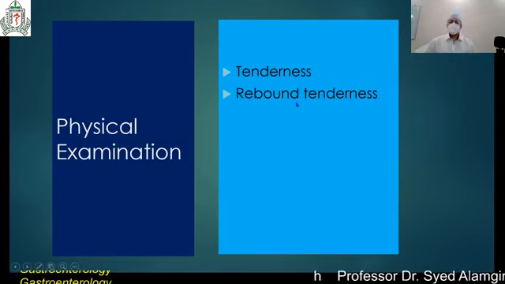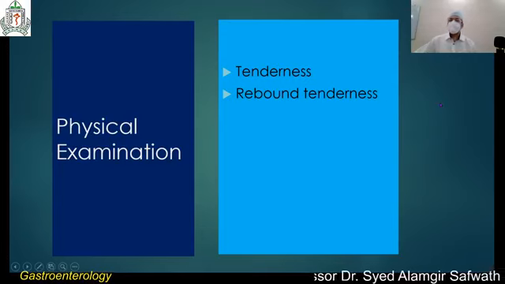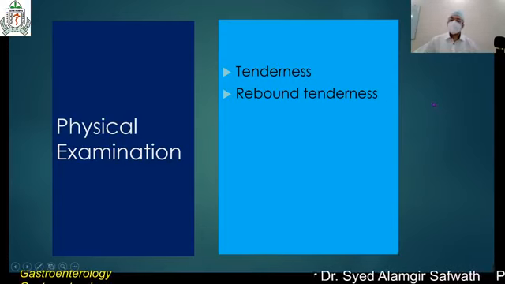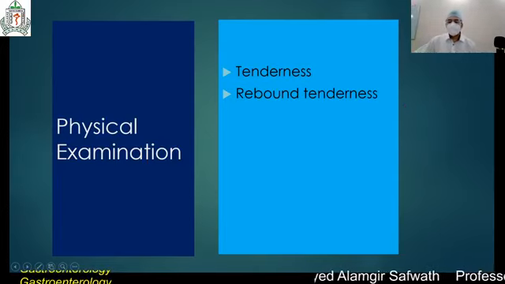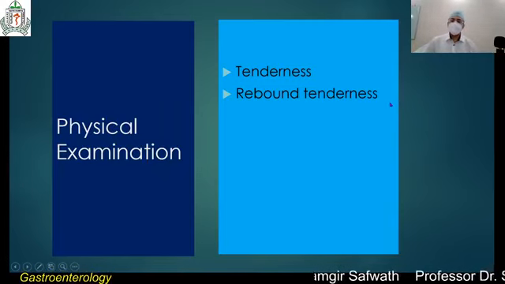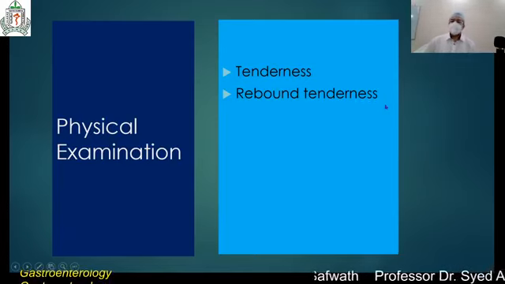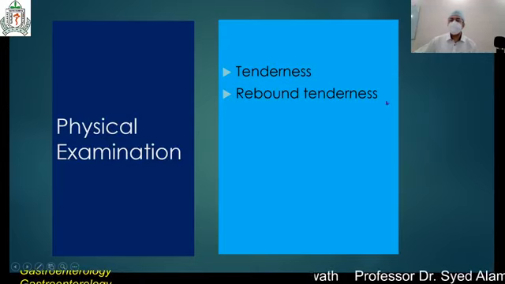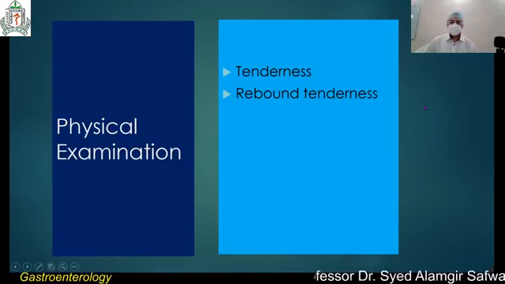Then rebound tenderness. Rebound tenderness is elicited if there is peritonitis. We press the abdomen with the palm of the hand, then suddenly we release our hand. We press very gently so that the patient doesn't feel any pain, but suddenly we release the hand. If the patient feels pain when I suddenly release the hand, then rebound tenderness is positive. It occurs if there is peritonitis, maybe generalized or localized.